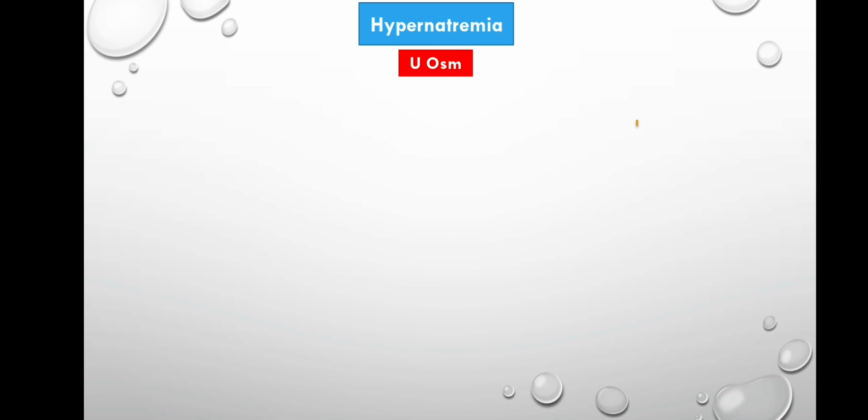Let's go directly to the hypernatremia algorithm. Hypernatremia is very easy to diagnose, and the cause should be caught easily if we follow this algorithm. By doing urine osmolarity and urine sodium, only these two tests will help you catch the diagnosis.